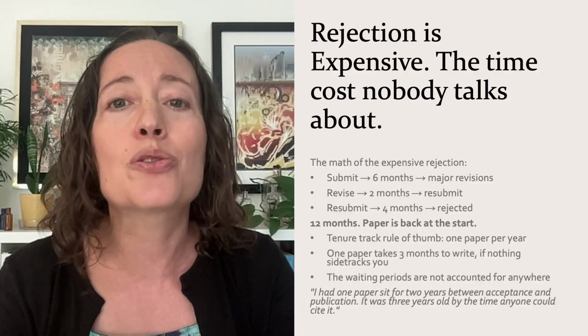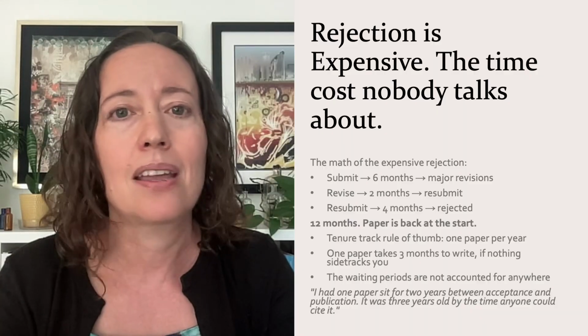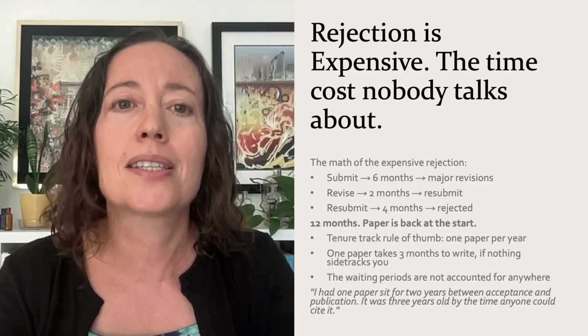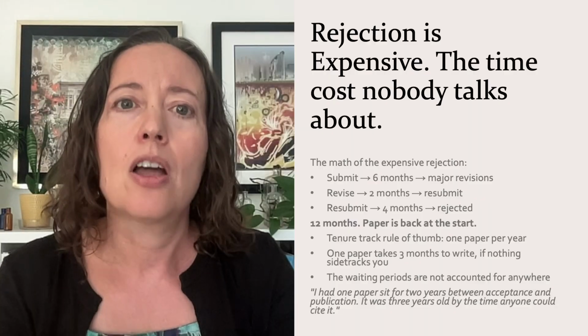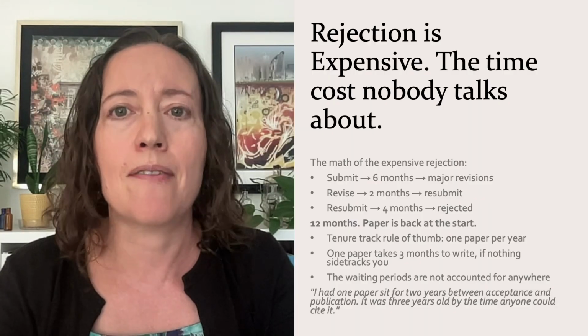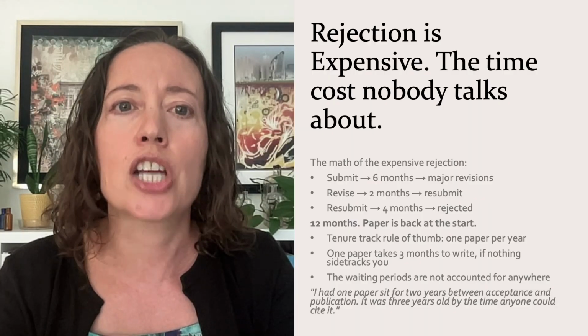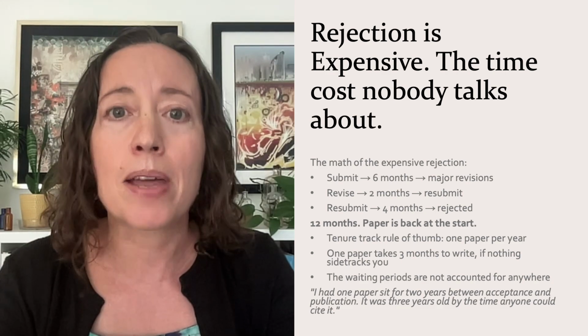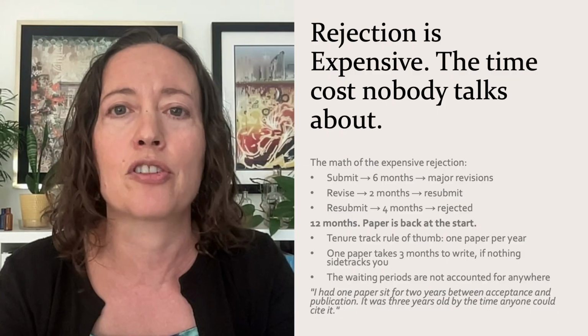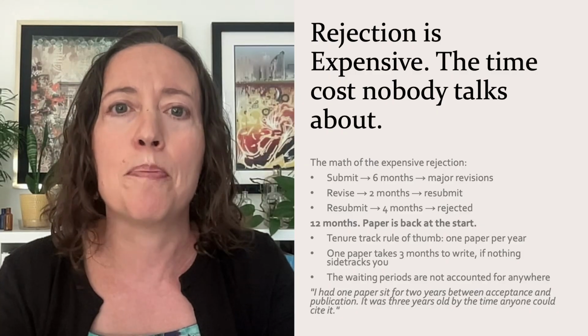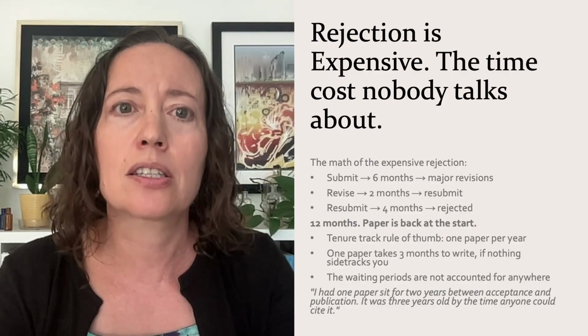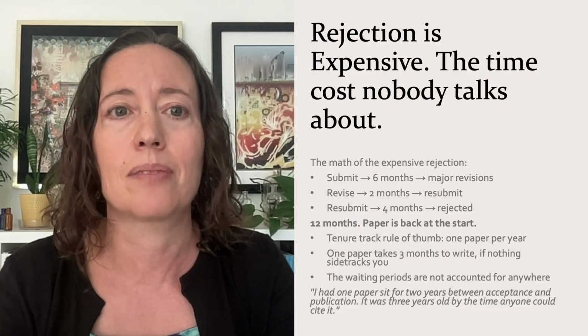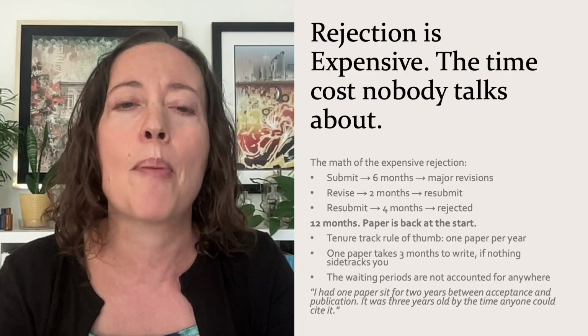The paper was 3 years old by the time anyone could cite it. That's not unusual. It's just not talked about. Rejection adds cost at every stage. A desk rejection is relatively cheap, painful but fast. The expensive rejection is the one that comes after 6 months of review, asks for major revisions, and then rejects the revision 6 months later. You spent a year on a paper that's now back at the beginning.